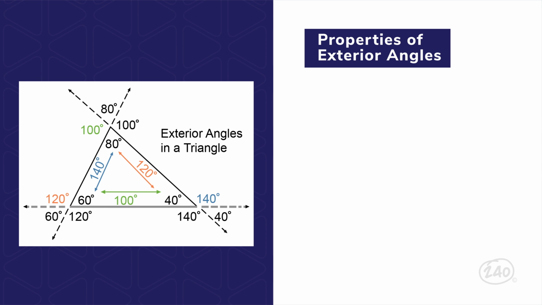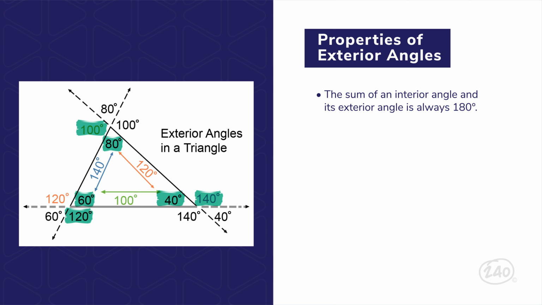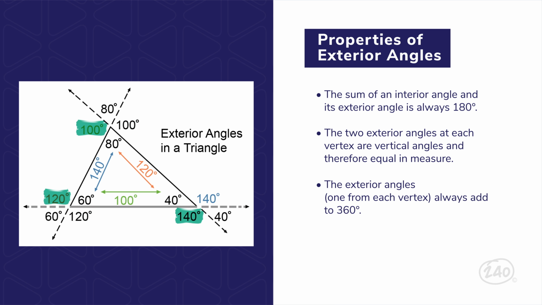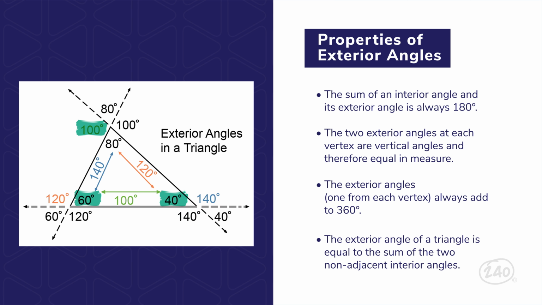The properties of these angles are: the sum of an interior angle and its exterior angle is always 180 degrees. The 2 exterior angles at each vertex are vertical angles and therefore equal in measure. The exterior angles, one from each vertex, always add up to 360 degrees. The exterior angle of a triangle is equal to the sum of the 2 non-adjacent interior angles. I know, that's a lot to remember, but the most important rules are: the interior angles of a triangle always sum to 180 degrees, and the exterior angles of a triangle always sum to 360 degrees.